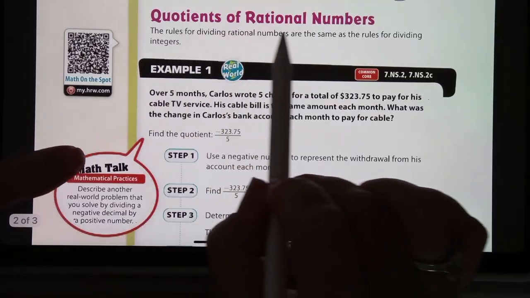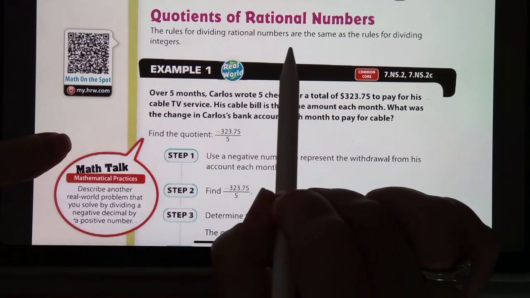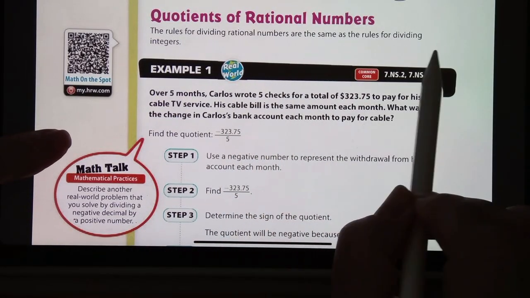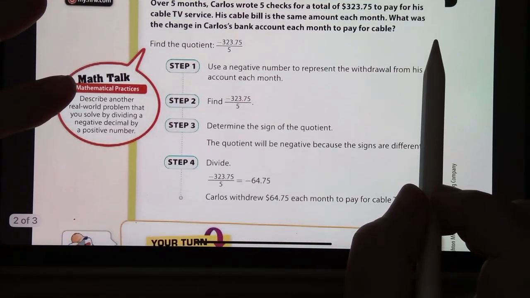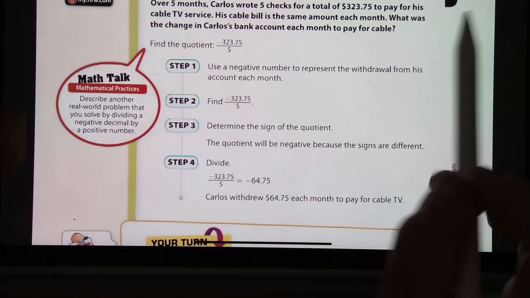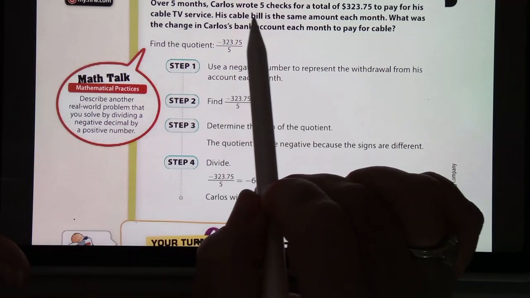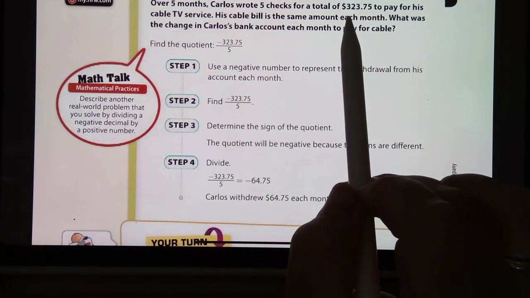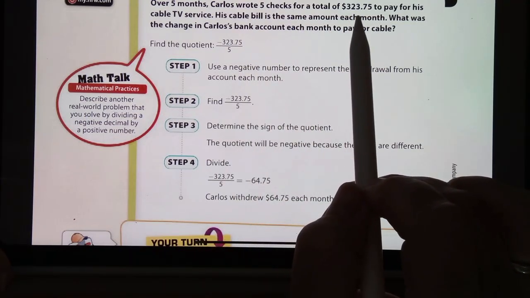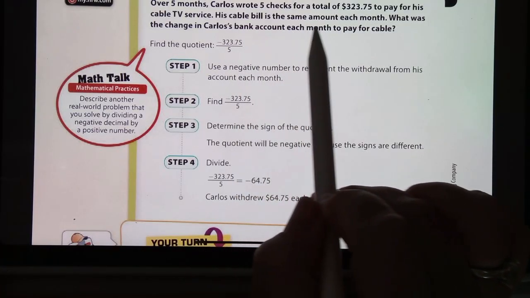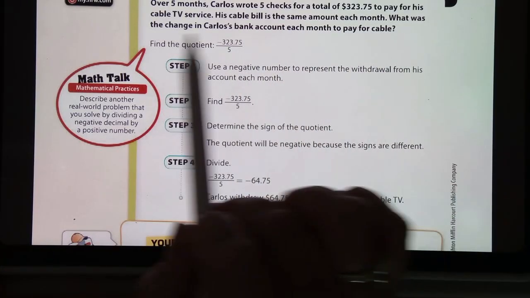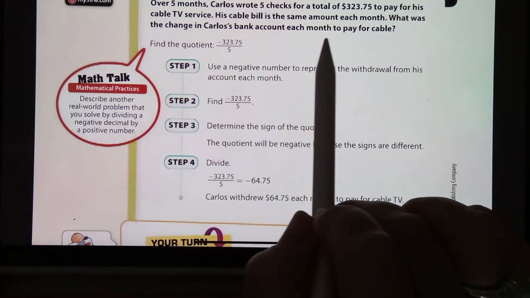So quotients of rational numbers. The rules for dividing rational numbers are the same as rules for dividing integers. Only you're going to be working with decimals or fractions. Over 5 months, Carlos wrote 5 checks for a total of $323.75 to pay for his cable TV service. His cable bill is the same amount each month. What was the change in Carlos's bank account each month to pay for the cable?